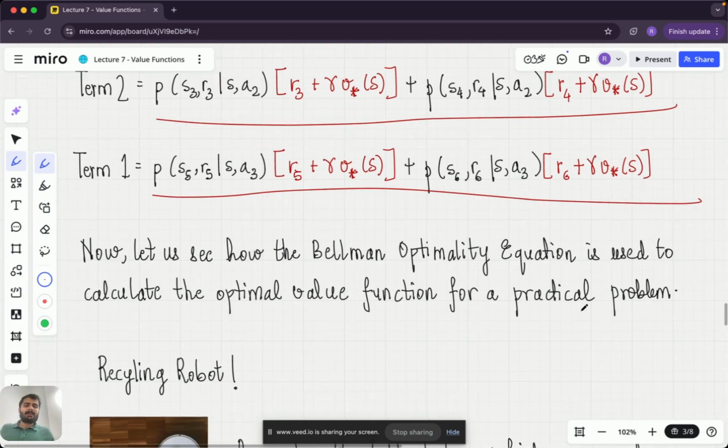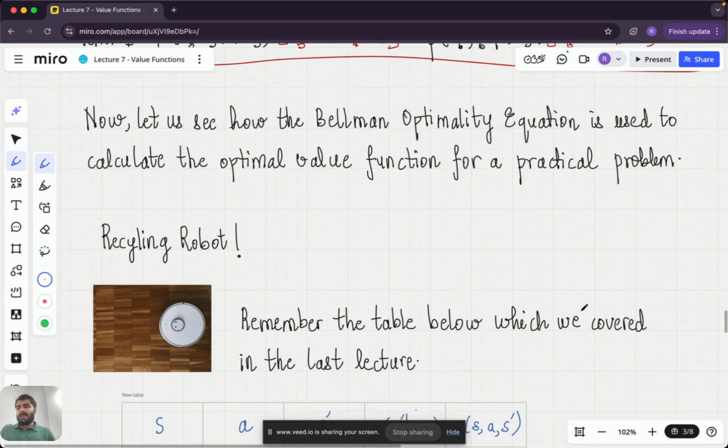Now, what we'll do is try to see how we can solve the Bellman optimality equations for a very practical example. The practical example that we are taking here is that of a recycling robot. We are going to see how the Bellman optimality equation can be solved, and how we can find the maximum expected value for this particular problem.